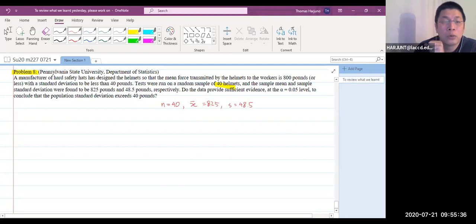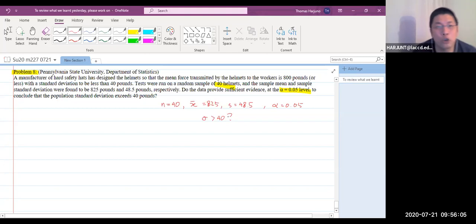Now we want to make sure that, do the data provide sufficient evidence at alpha equals 0.05? So that's our alpha. Let me write it down. To conclude that the population standard deviation exceeds 40. So population standard deviation exceeds 40.